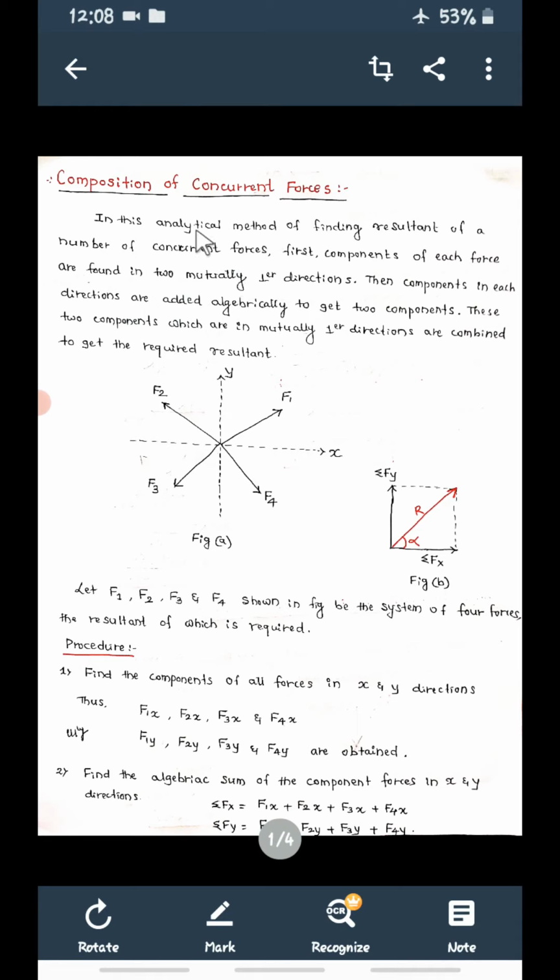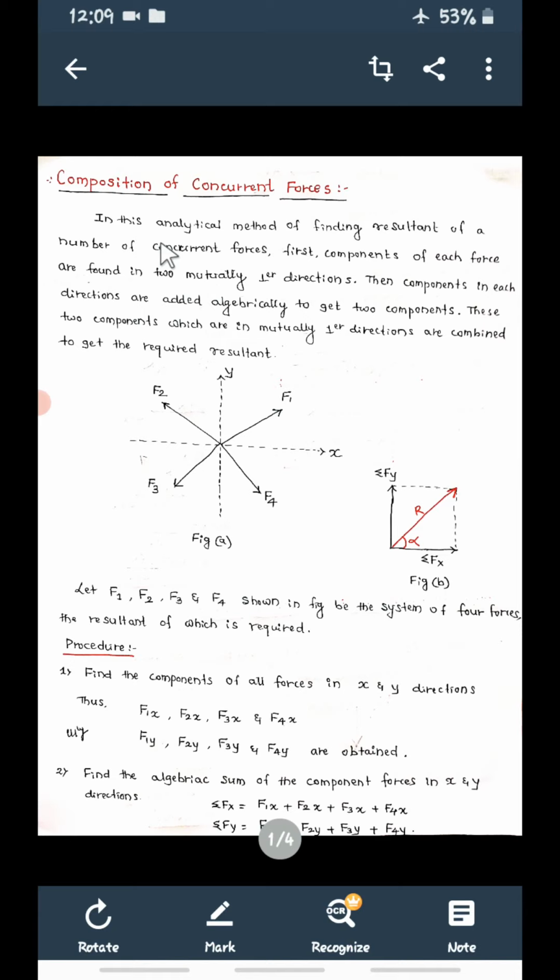That is composition of concurrent forces. Concurrent means if the lines of action of all the forces act at a single point, then it is called a concurrent force system. Composition means combining a number of forces and finding a single resultant force.